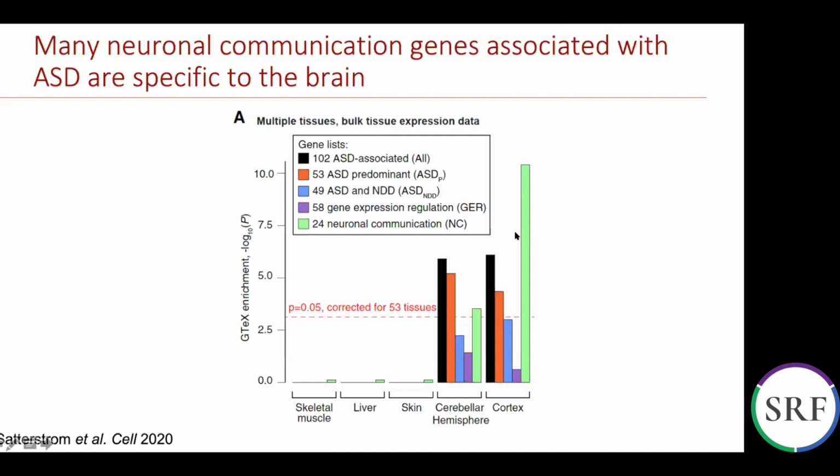Secondly, though, we find that if you look at the genes which are involved in neural communication, they are not only expressed in the brain, but specific to the brain. So we generally don't find them in other tissues. And secondly, it's the cortex rather than the cerebellum, which seems to have the strongest expression. So that suggests, and there's other data I'm not showing here, that the cortex is a very important part in pathology.